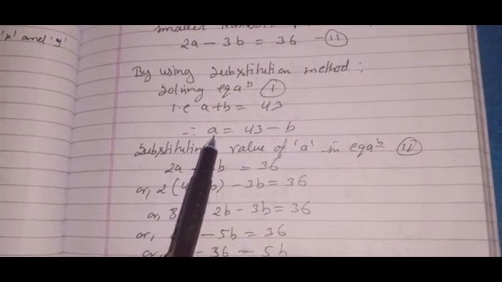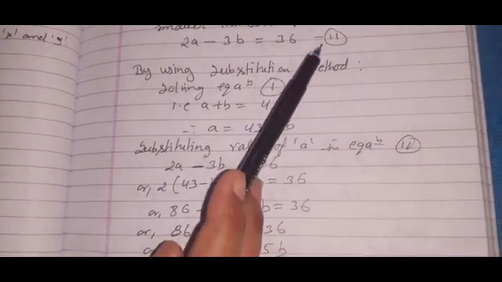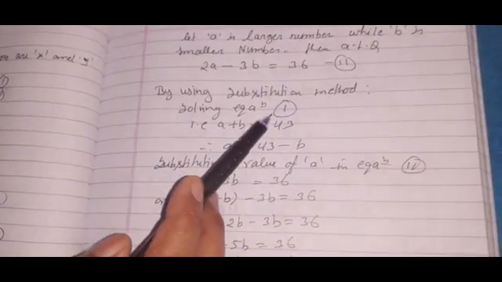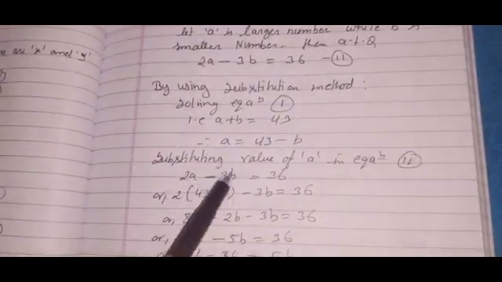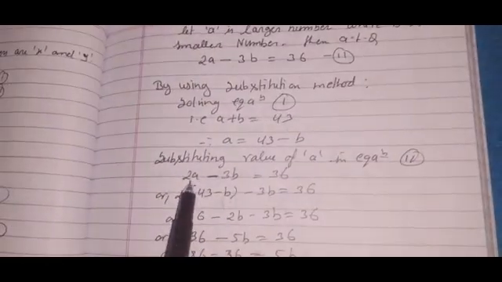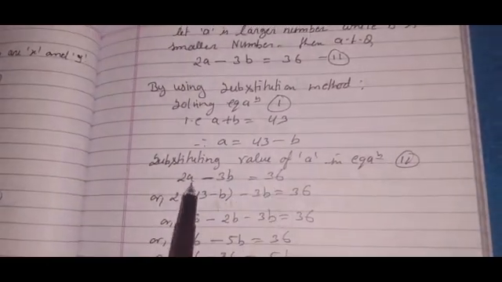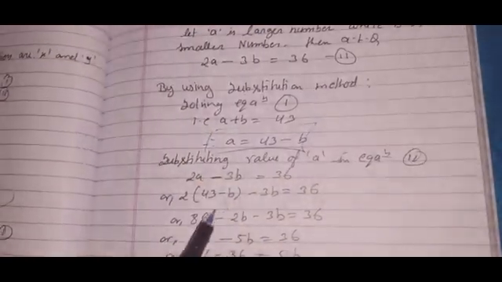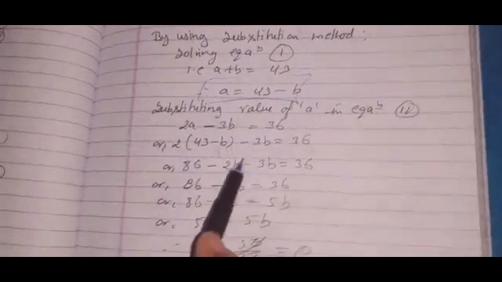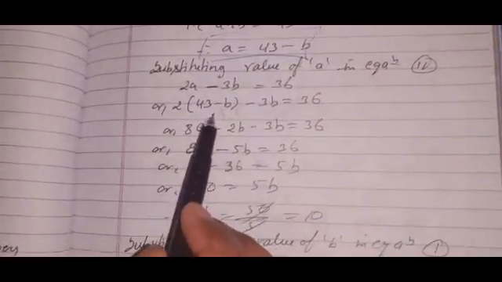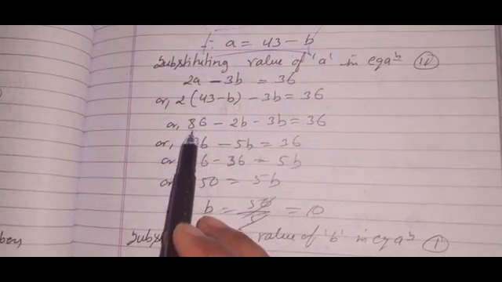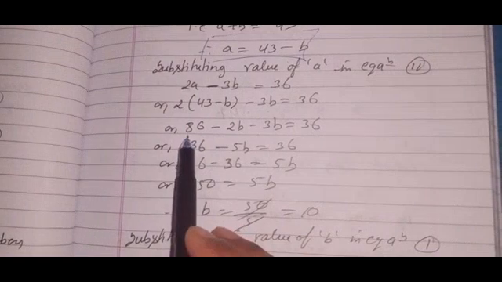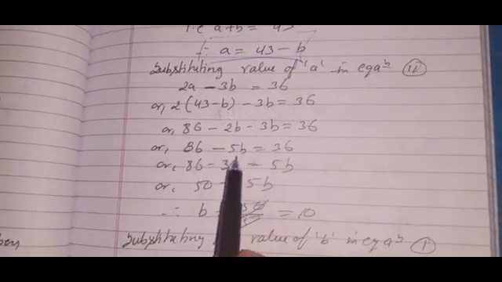Now we will substitute this value of a in the other equation, equation 2. Here you have to keep in mind that you can't put the value in the same equation from where you got the value of a. So I have copied equation 2, 2a minus 3b is equal to 36. In place of a, I have written 43 minus b. So 2 into (43 minus b) minus 3b is equal to 36. I have opened the bracket. 2 times 43 is 86 minus 2b minus 3b is equal to 36. Then 86 minus 2b minus 3b is minus 5b, equal to 36.